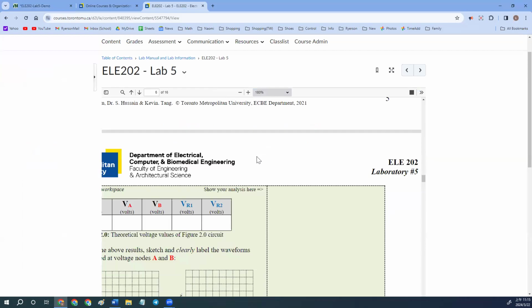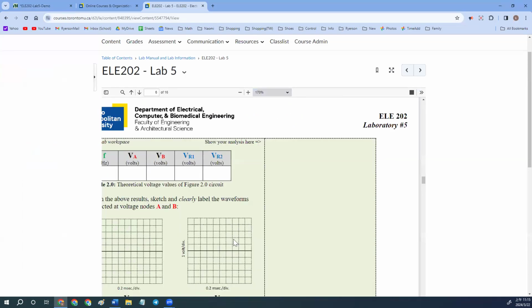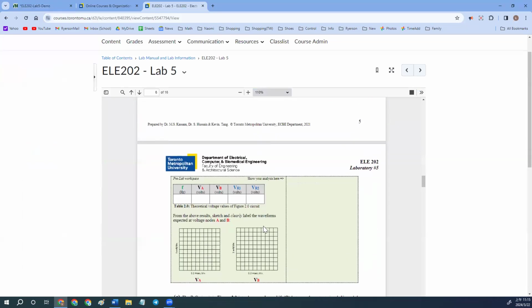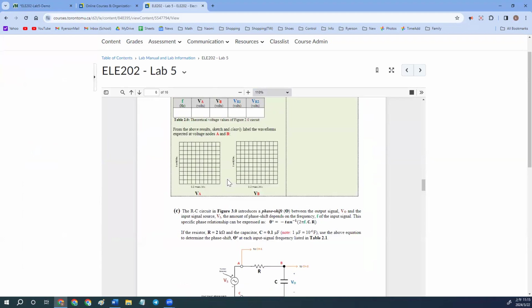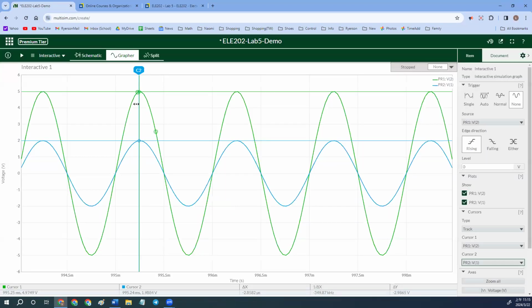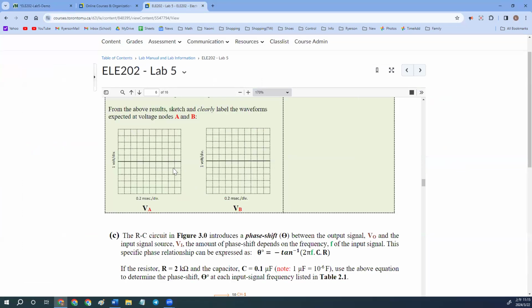Now let's move to the very last part. The very last portion is the capacitor circuit, right? So let's take a look. Okay, so part C. Also, you'll have to draw it. So from the above, sketch the clearly labeled waveform. So you're just going to draw this. Just be careful. It does say 1 volt per division, which means every single block is 1 volt.